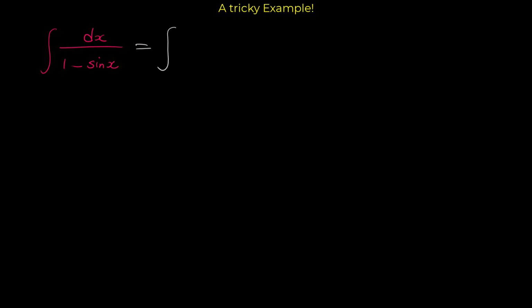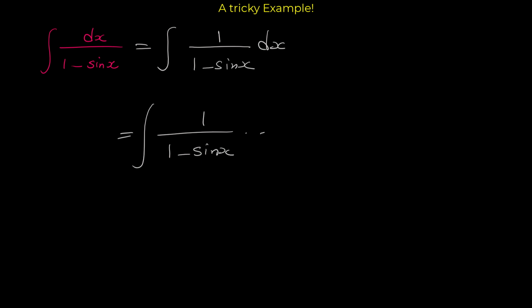So if you remember from simplifying expressions involving trig expressions, a method for simplifying such expressions was this. Here we have dx over 1 minus sine x. So I'm going to write this first of all as 1 over 1 minus sine x dx. Then I'm going to multiply top numerator and bottom denominator by 1 plus sine x.